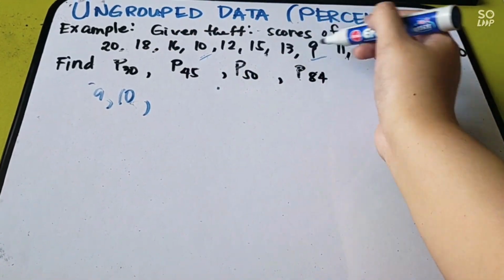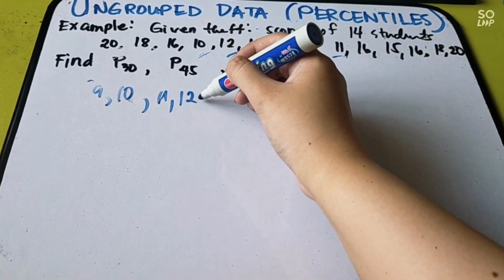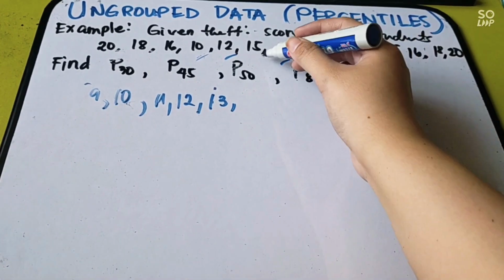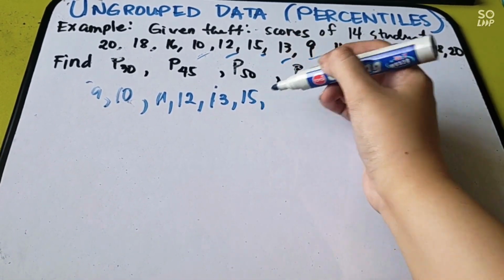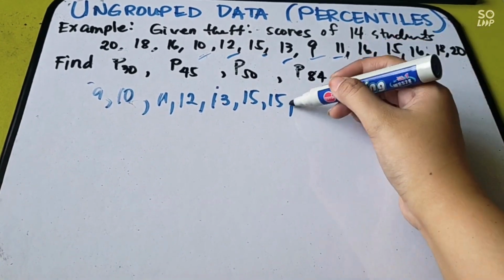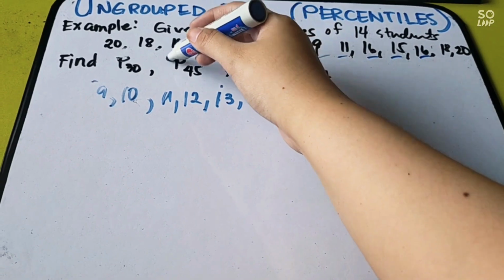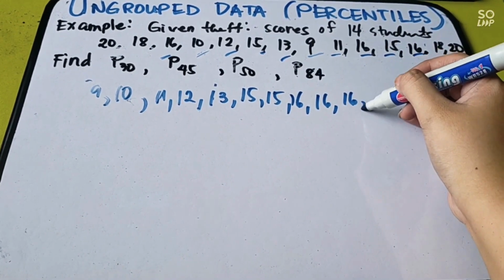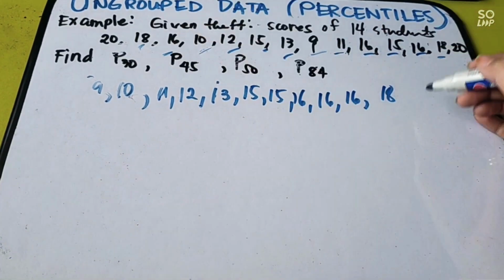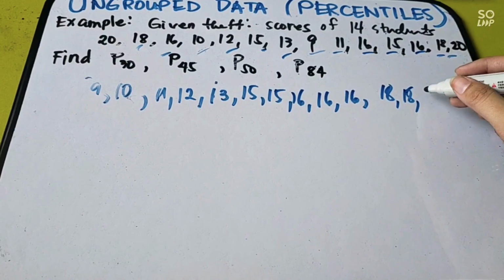10, 11, 12, 13, 15, then another 15, 16, another 16, then we have here 18, two 18s, and then two 20s.